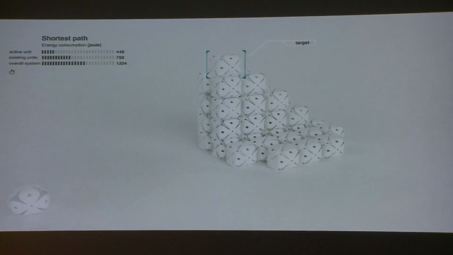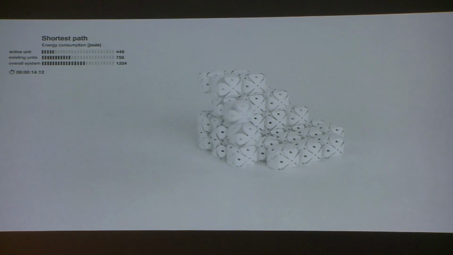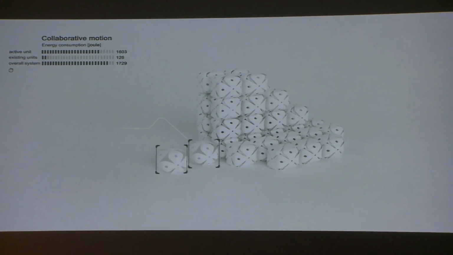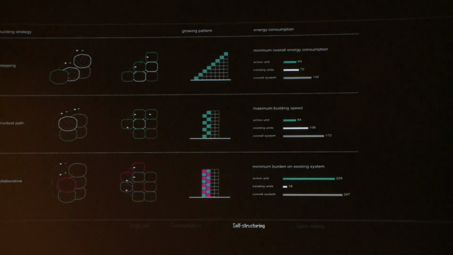If time is vital, there is a possibility that the cell can choose the shortest path. So in this case, the system responds to the new cell and rearranges itself in order to help the climbing procedure. In this case, the existing unit spent almost double of the energy that the new cell does. And in the case of the collaborative motion, we need at least 2 cells in order for them to move up. And the system almost does not spend any of its energy, but however, the amount of energy that it's required from the new cells, it's almost double from the other scenarios.